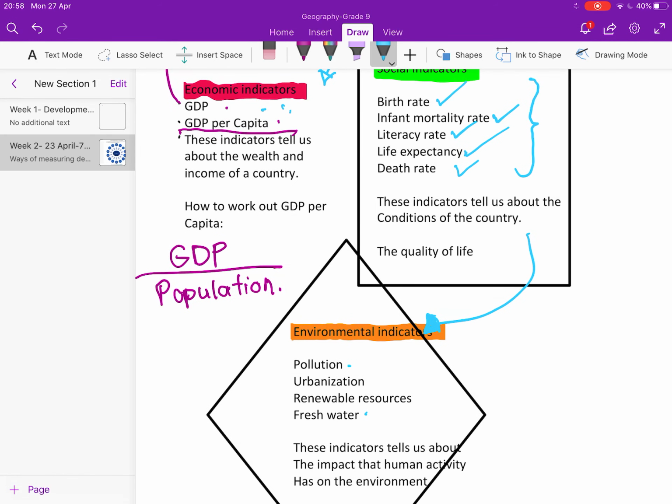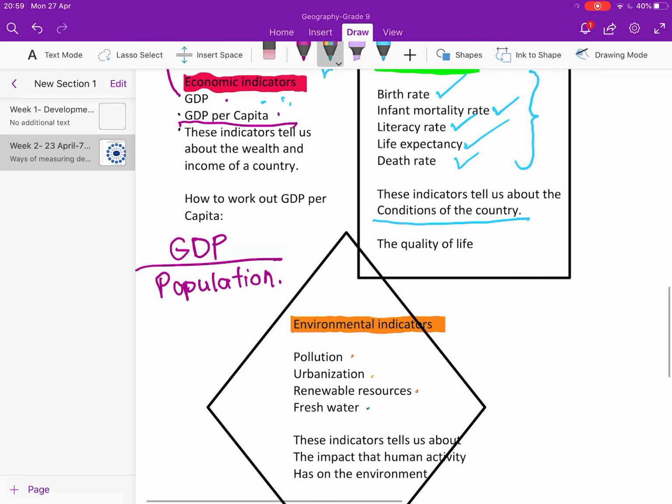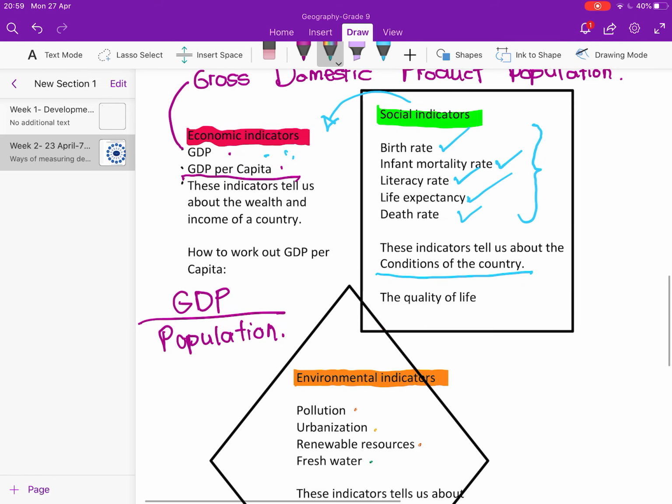Okay, so social indicators tell us about the conditions of the country. They tell us about the quality of life that people have in that country. Our next group of indicators is our environmental indicators. Environmental indicators can tell us more about pollution in that country. There might be a lot of mines in that country or in that area. Urbanization, how many people come into that country to live there. Then we get renewable resources and access to fresh water. All of these things can be impacted by the economic conditions of the country, so businesses and what they do to make money, and it can also have an impact on the social side of things.